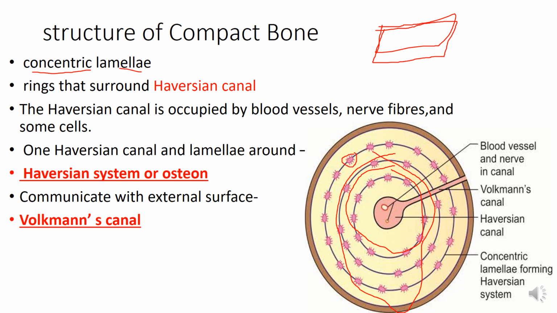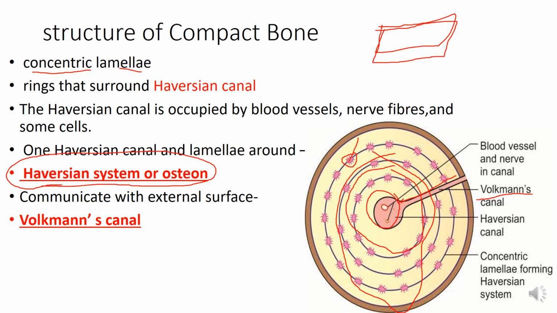Those spaces are known as lacunae, and within the lacunae you can find an osteocyte, right? And in the center you have the Haversian canal, which contains a nerve fiber, blood vessel and some cells. And this Haversian canal with the concentric lamellae surrounding it, together is known as a Haversian system or an osteon. This Haversian canal can communicate with the external surface via a canal, and that canal is known as Volkmann's canal. So this is the structure of compact bone.